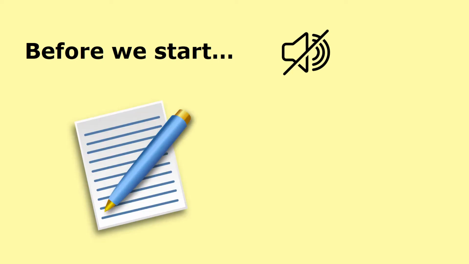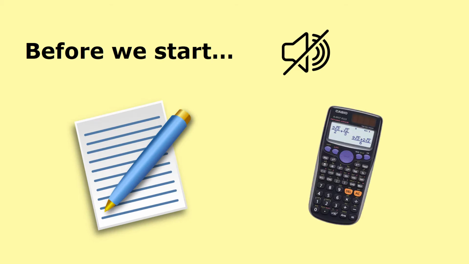Before we start, it would be really helpful if you could turn off your notifications so that you can pay full attention to the lesson. It would also be helpful if you had a pen and a piece of paper ready so that you can take part in the activities throughout this video. You may at some point in these lessons require a calculator.